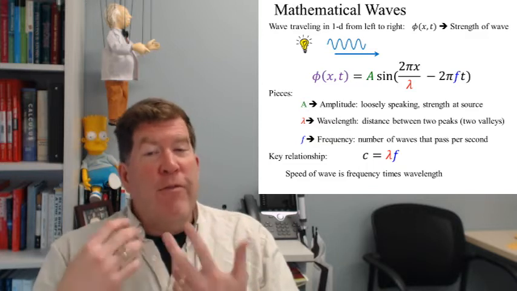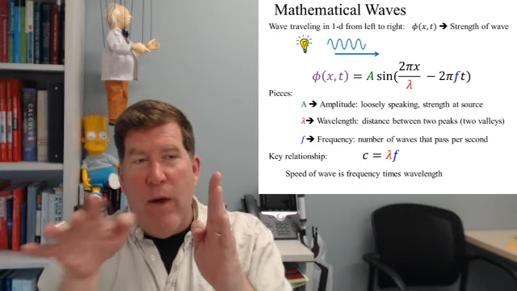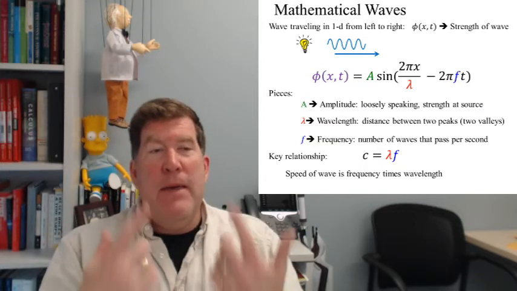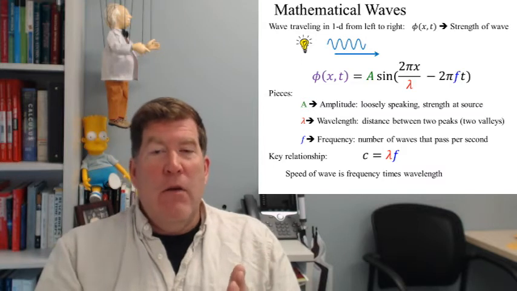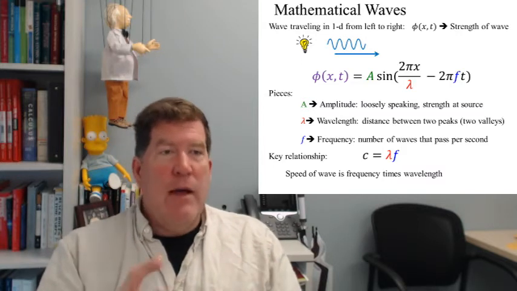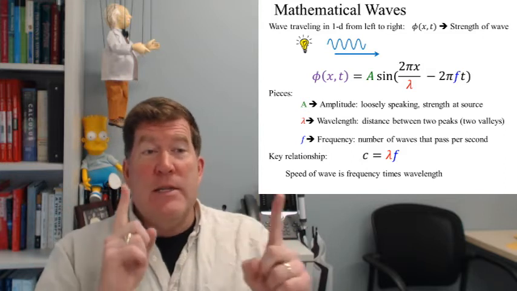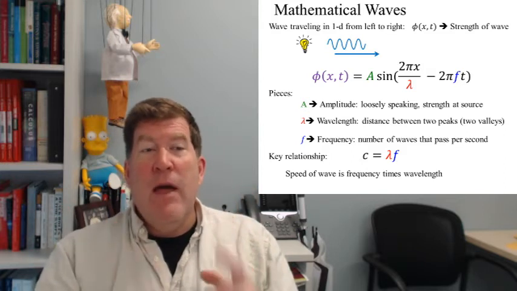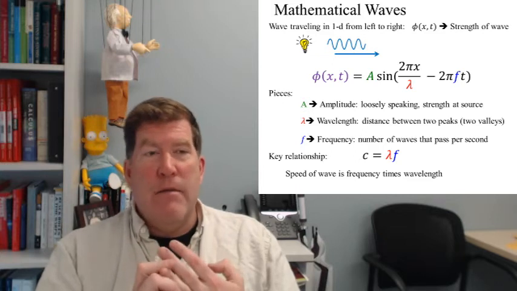And then there's also the frequency of the wave, which is if you sat at one point and watched the wave go by, how many peaks or how many valleys pass you per second, right? So we have an amplitude, that's the size of whatever is waving. We have a wavelength, which is the distance between peaks of the wave. And we have a frequency, that is the number of waves that pass per second.